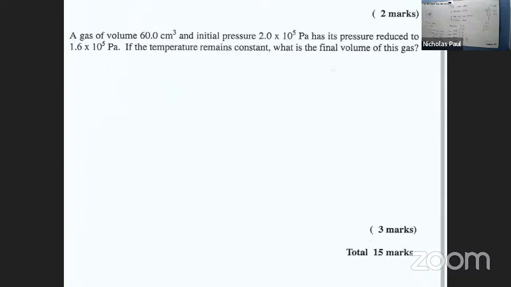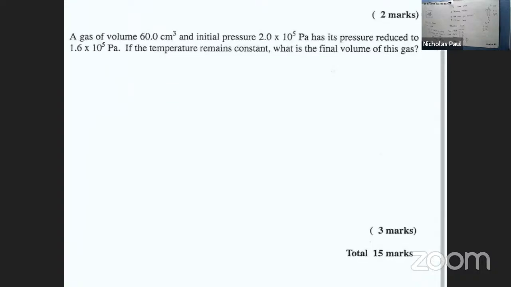Try this here, part C. A gas of volume 600 cm³ and initial pressure 2 by 10 to the 5 has its pressure reduced. If the temperature is constant, find the final volume.